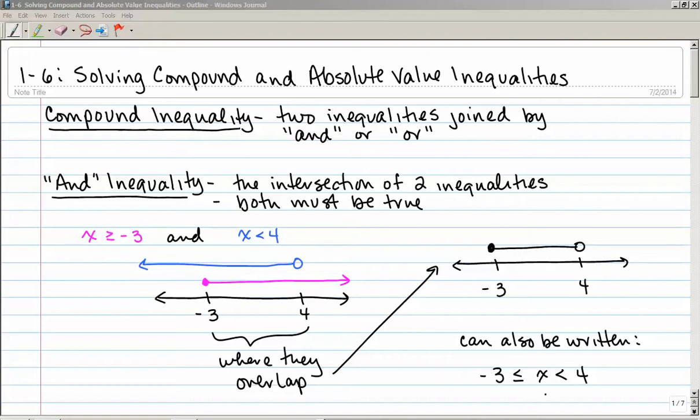Section 1-6 is entitled Solving Compound and Absolute Value Inequalities. Now, a compound inequality is two inequalities that are joined by the word and or the word or. An and inequality is the intersection of two inequalities. In other words, both of the inequalities must be true.